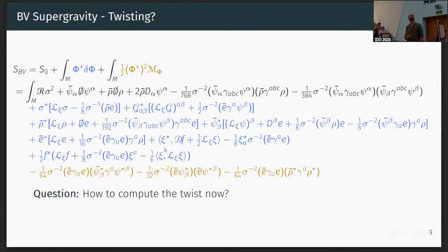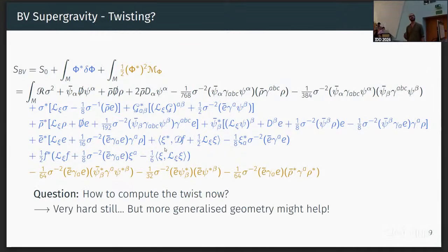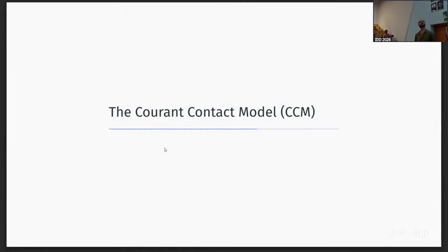Cool. So we now have the left-hand side of this twist conjecture. We have BV supergravity. So now we should be able to compute the twist. And it turns out we don't know how to. It's still a very, very hard problem, as you can tell by the many terms. And the hope is that we can make the problem a little more tractable by using more generalized geometry. Because, if you have a hammer, the whole world looks like a nail. And one thing we came up with is the so-called Courant contact model, conjecturing what the right-hand side of the conjecture should be in the end. So let me briefly introduce that.